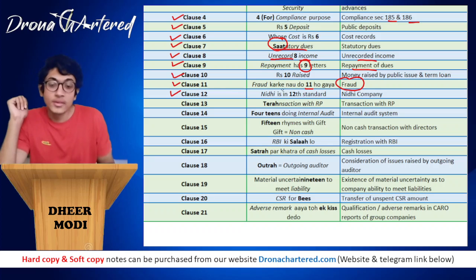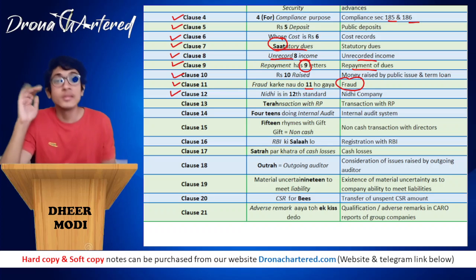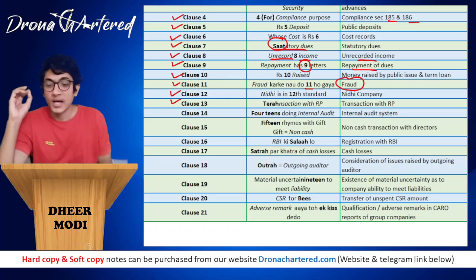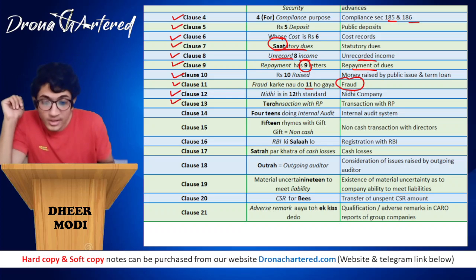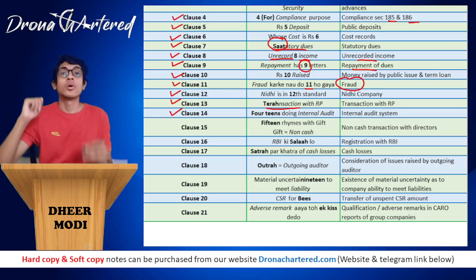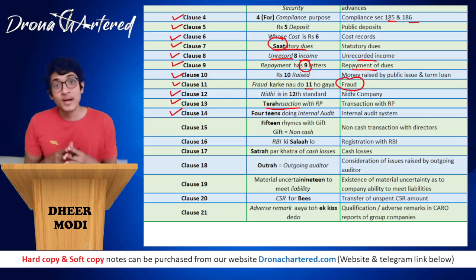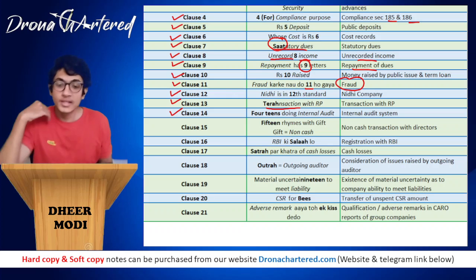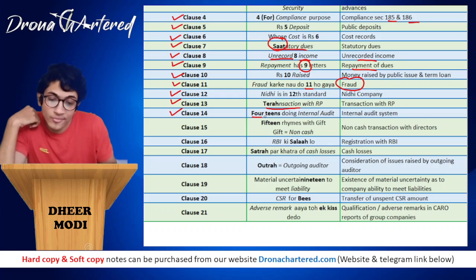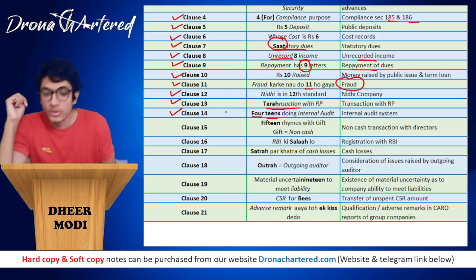Now clause number 12 is Nidhi company. Nidhi is in 12th grade, so your clause number 12 becomes Nidhi. Clause 13 is transaction with related parties. 13 is tera, so transaction with your related parties. Clause number 14 is internal audit. When I joined my articleship, I was in internal audit and I was still a teenager. We were 4 articles working, 4 teams doing internal audit. So clause 14 is your internal audit system.